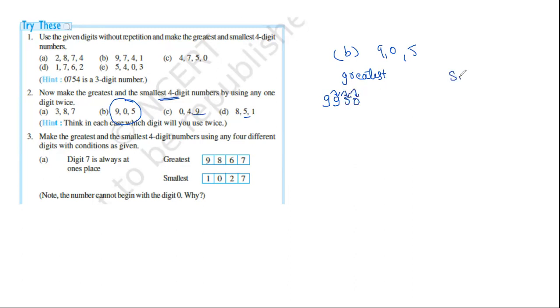Okay. Now I'll take the smallest number also. For making the smallest number, same way, we will write it in increasing order. But if I do so, this 0 will make my number 2 digits. But I want my number as 4 digits, right? Even if I repeat the 0, it will not make any sense. So my problem is I will have to take the other smallest digit other than 0. So I'll take 5, right?